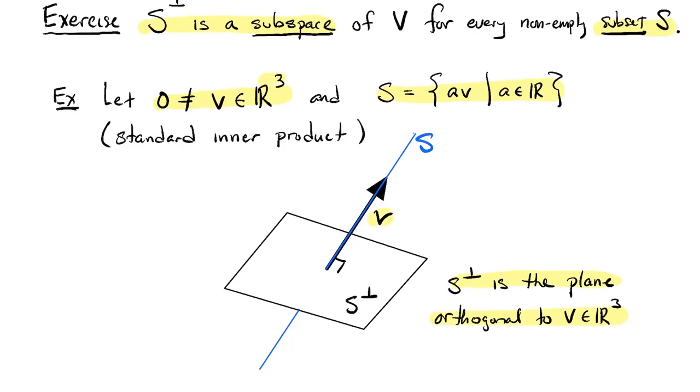In general, we'll see at the end of this lecture that the orthogonal complement to the line through a given non-zero vector is always an n minus 1 dimensional subspace. So in R3, 3 minus 1 is 2, so you end up getting a plane.